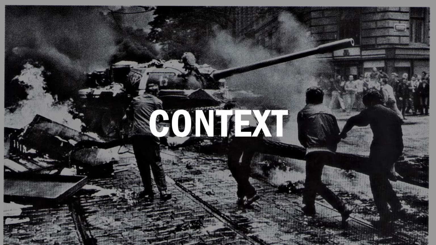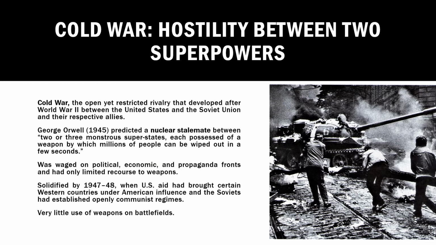We'll start off by giving a brief context on the Cold War. We can define the Cold War as the open yet restricted rivalry that developed after World War II between the United States and the Soviet Union, as well as their respective allies. The term was first used by the English writer George Orwell in an article published in 1945 to refer to what he predicted would be a nuclear stalemate between two or three monstrous superstates, each of which possessed weapons that could wipe out millions of people in a matter of seconds.